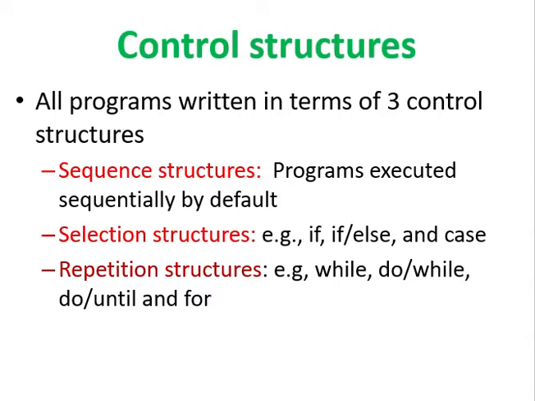Here is the control structure. All programs are written in terms of three control structures. The first one is the sequence structure, the normal simple program that performs in a sequence; in other words, the program is executed sequentially by default. The second is the selection structure, where we use if statement and case. And the third control structure is the repetition structure: while, do, until, and for.